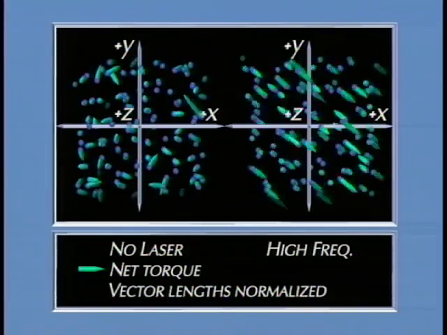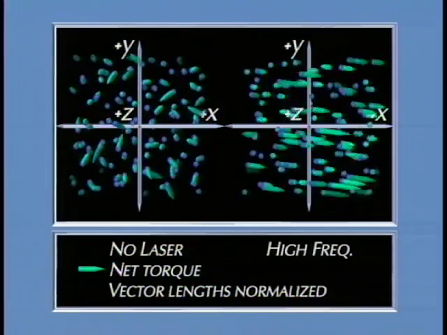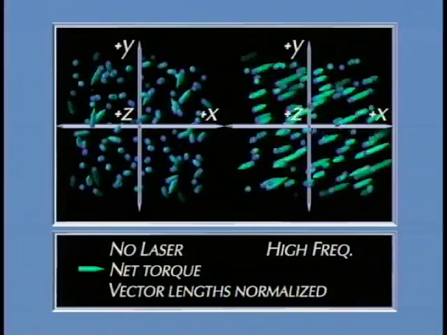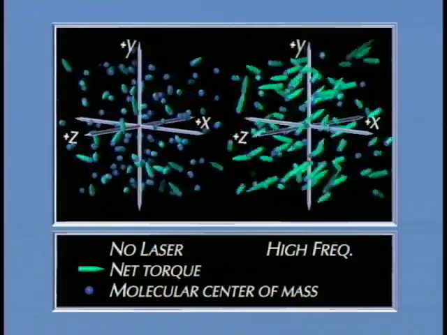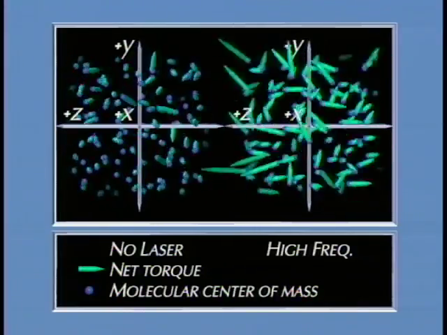In the presence of a high-frequency pulsed laser, however, the precessional motion is clearly seen, superimposed on the thermal background. This extra spin lasts only as long as the laser pulse.